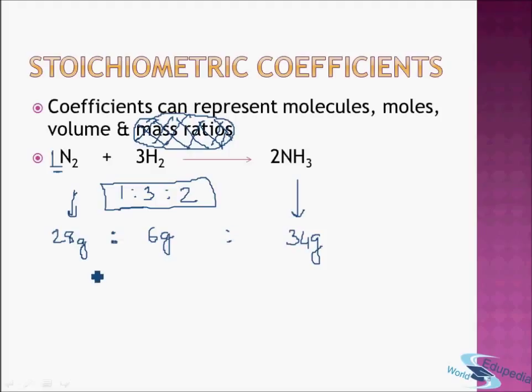Alright. Okay. So the mass ratio comes out to be 28 is to 6 is to 34. You can take 2 common. So 14 is to 3 is to 17.